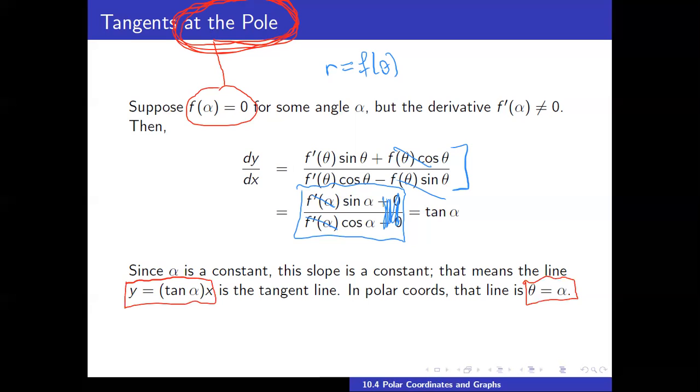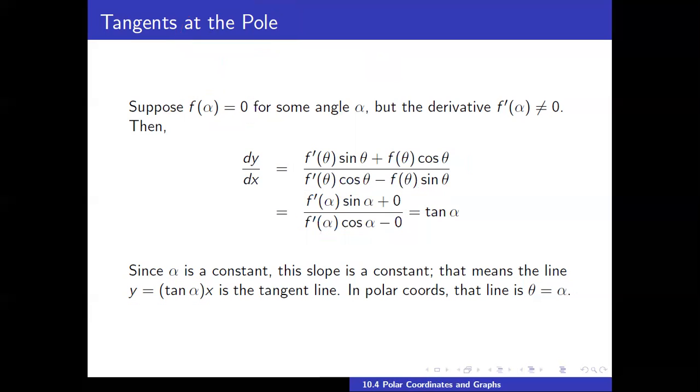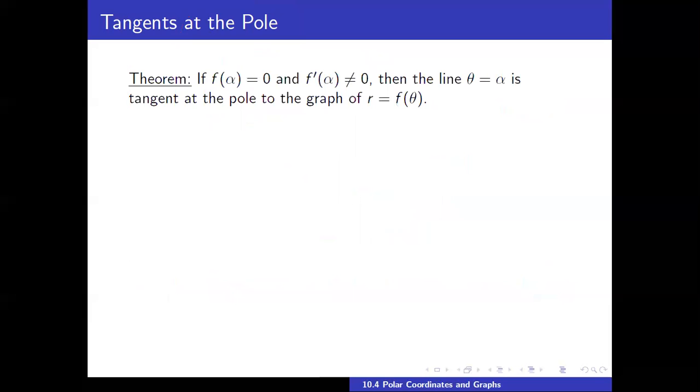So I just want to at least mention this and write it down in a little theorem. This is in the book. It says if f of alpha is 0, and again remember r is f of theta, that means we are at the origin. Don't forget about that. And f prime of alpha is not 0, then the line theta equal to alpha is tangent at the pole to the graph of r equal to f of theta. So theta equal to alpha is tangent at that pole.